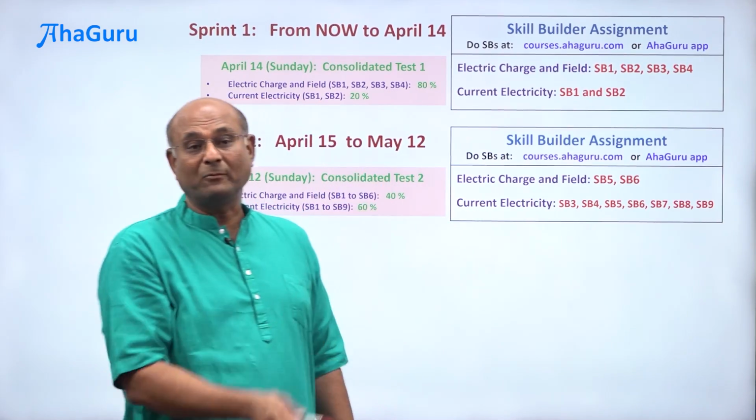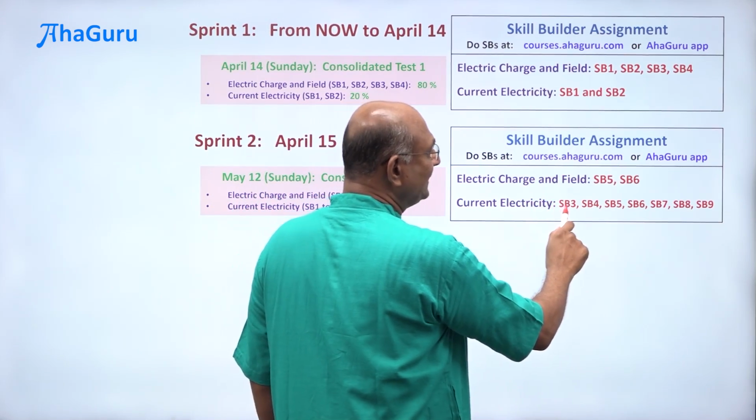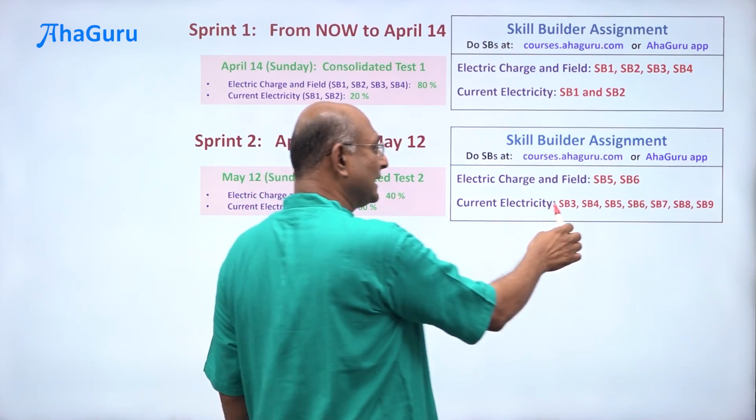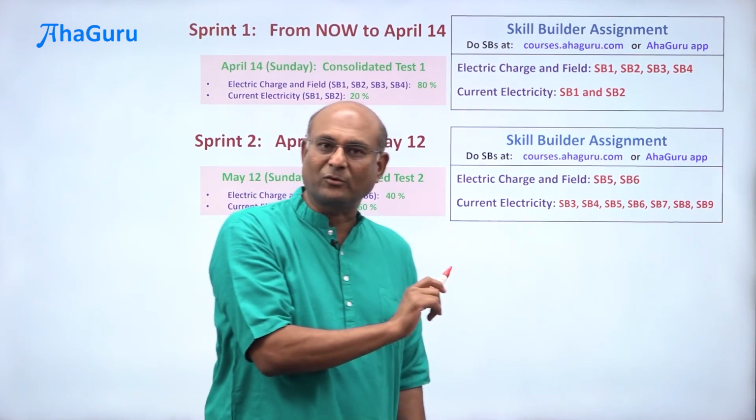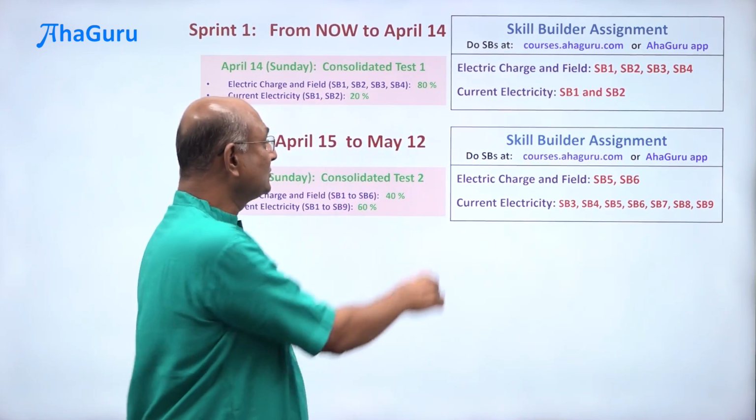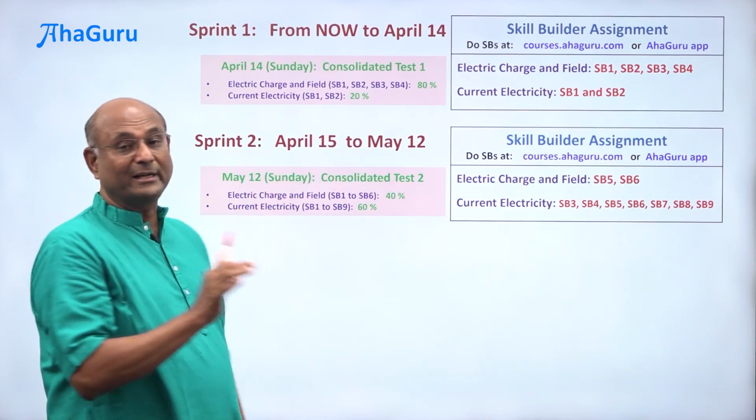Current electricity SB1, 2 was already done in sprint 1. So sprint 2, SB3 to SB9. It may look like, oh, this is too many skill builders, but actually all of them are quite easy and you can finish it quite fast. This will take you more time than all of these together. So please do both of these. This is sprint 2. I hope by now you understood the idea.